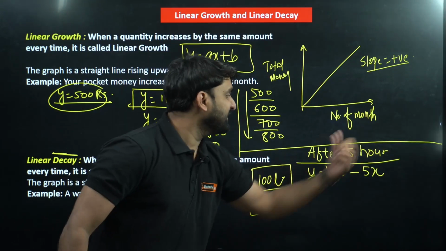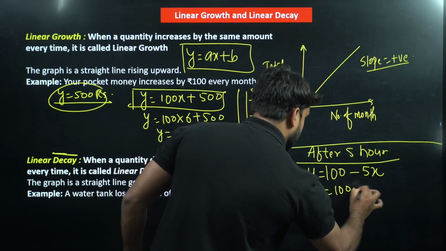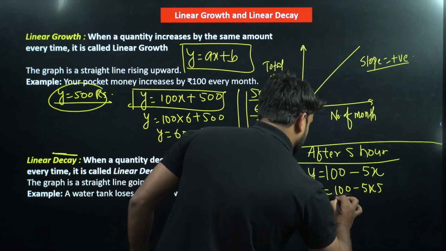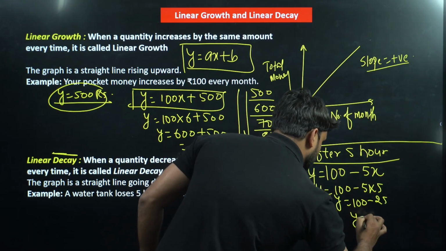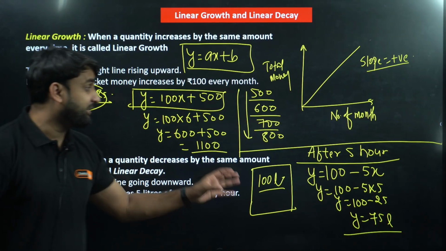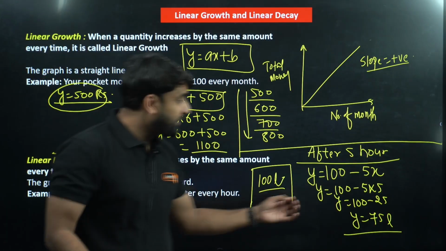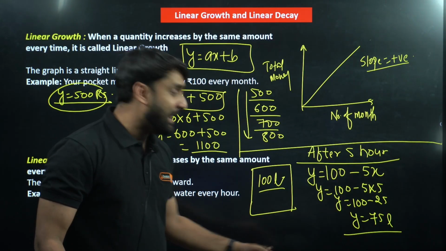So what will be the scenario after 5 hours? Champion, y will be equal to 100 minus 5 into 5. So 100 minus 25. So champion, 75 liters of water is left in the tank after 5 hours. Because how much water has been released from the tank? 25 liters.